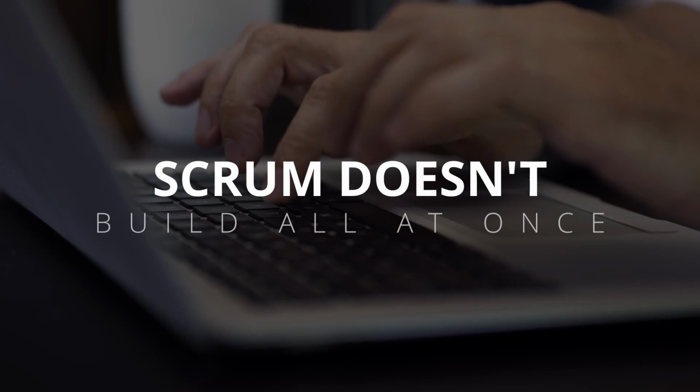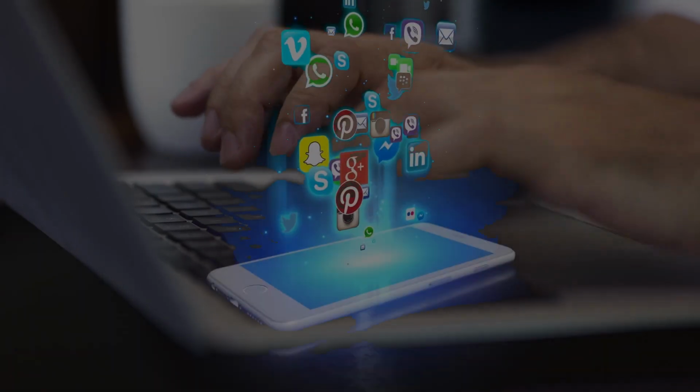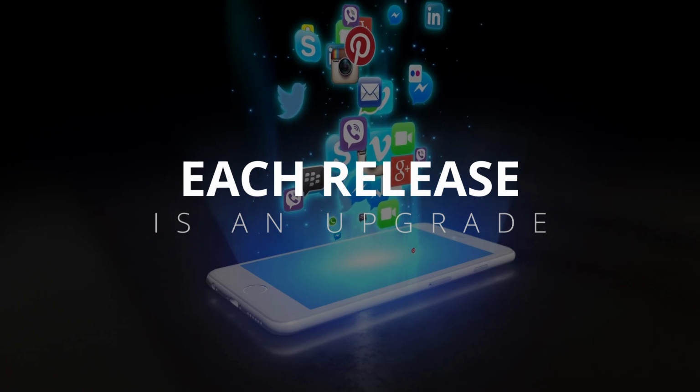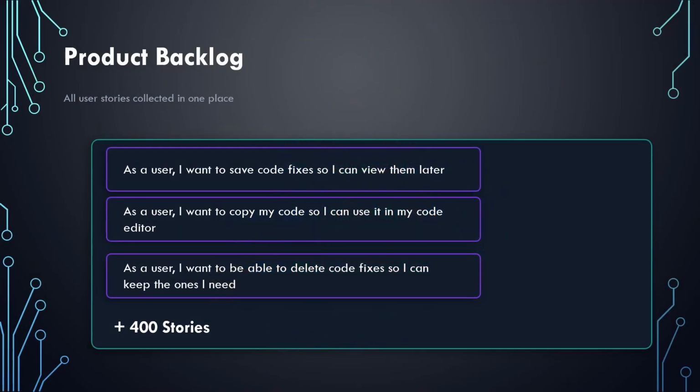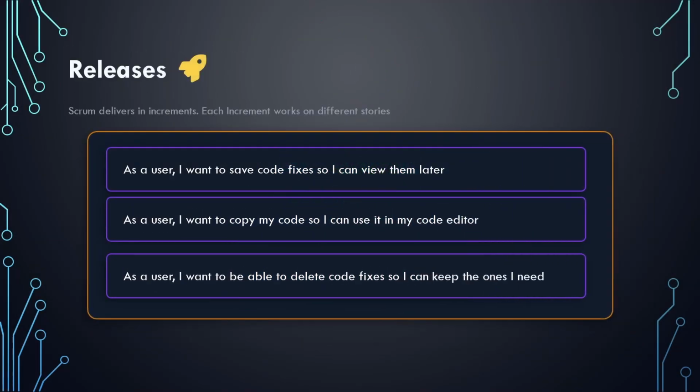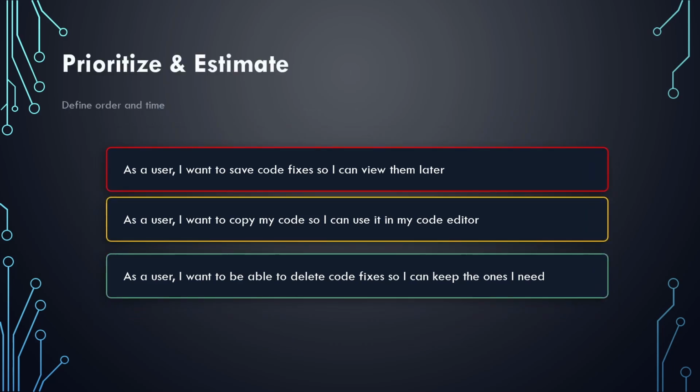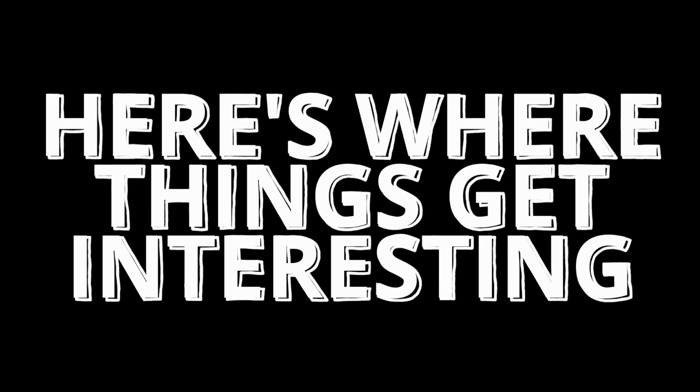Now remember, Scrum doesn't build everything at once. Rather, it delivers releases where each release is an upgrade of the previous one. From the backlog, you select the stories needed for the first release. You take them and put them inside the release backlog. Let's name it release 1. Now we start prioritizing stories inside that release. Which one we want to start with first? Then we estimate how much each story takes. Some may take hours, others may take days.